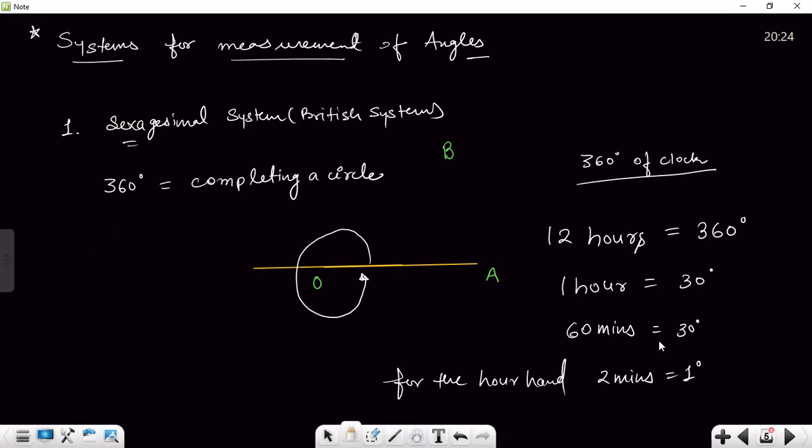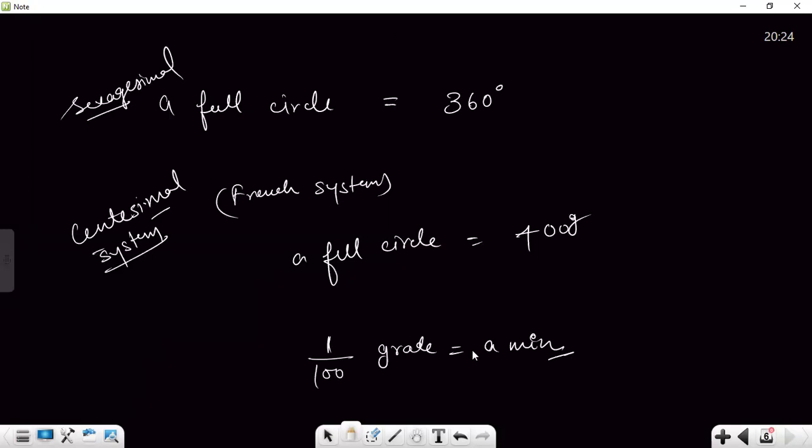As we were talking earlier, that 12 hours have 12 into 60 minutes. So we can call it 12 into 60 minutes, and here 360 itself. Then how can we further write it? That 1 by 60 degree is equivalent to 1 minute. Okay. Here, 1 minute is denoted by 1 apostrophe.